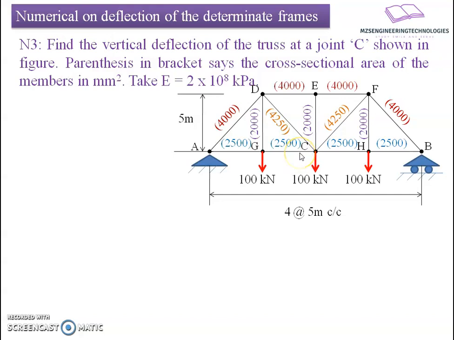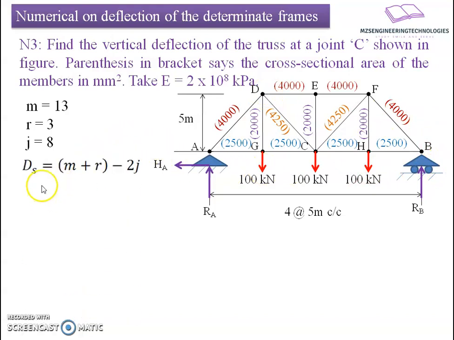First, we'll try to find whether the structure is statically admissible or not. For that, we'll begin with the count of members. The count of members comes to be 13. The number of unknown reactions comes to be 3. And the count of joints is 8. If we put this in the static equation, ds equals m plus r minus 2j, it results in 13 plus 3 minus 2 into 8 equals 0, which means it is statically admissible.